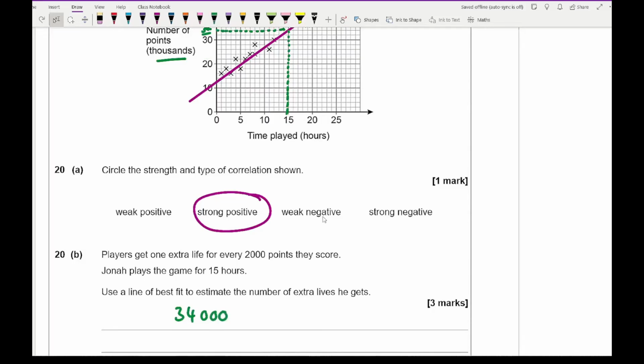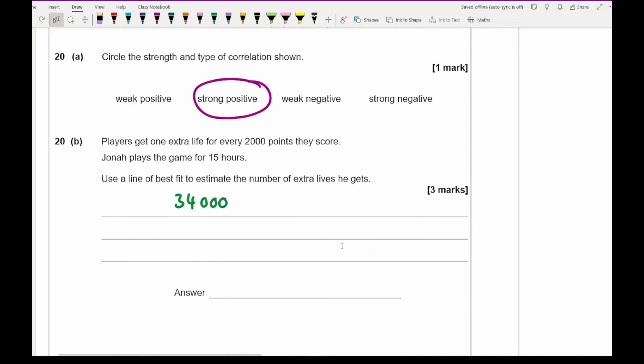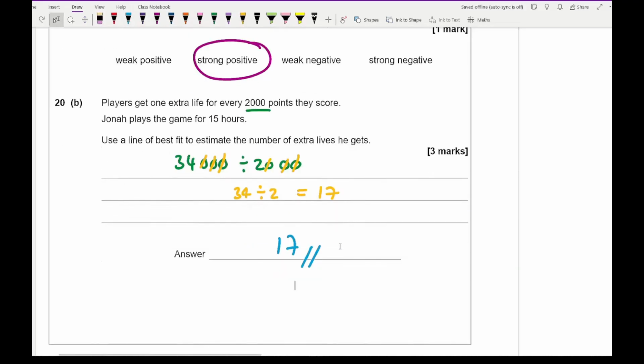And to work out the extra number of lives, you get an extra life for every 2,000 points. So I divide that by 2,000, and to work this out without a calculator, I cancel the zeros. I've got 34 divided by 2, which equals 17. So the answer then is going to be 17 extra lives.